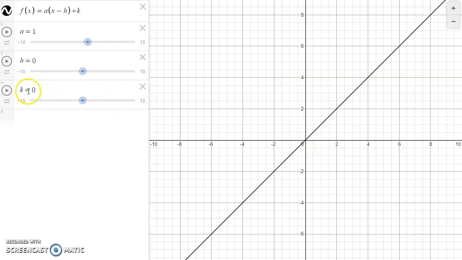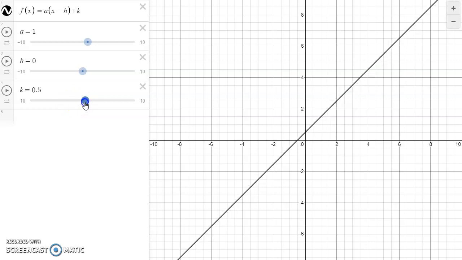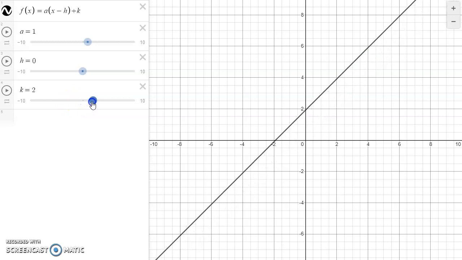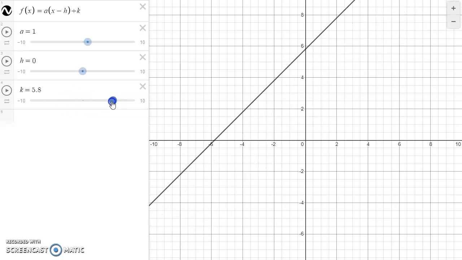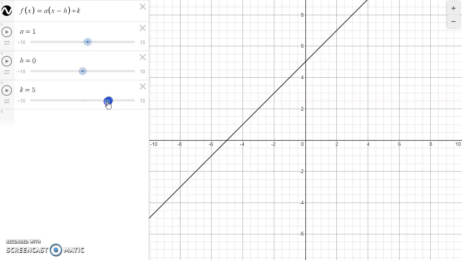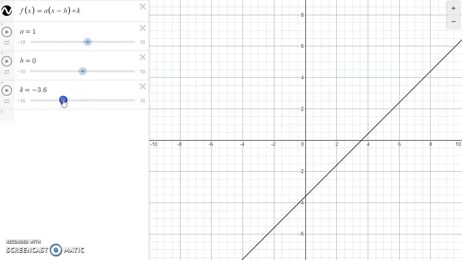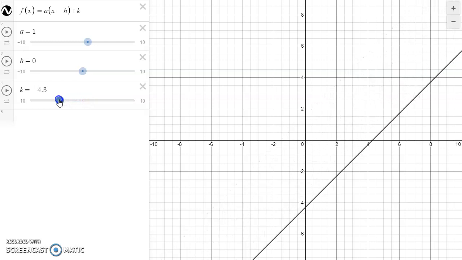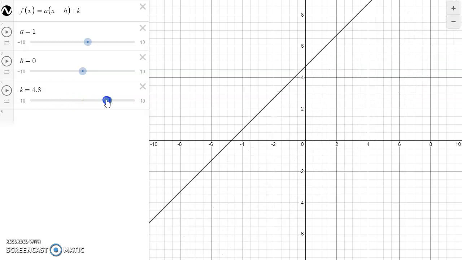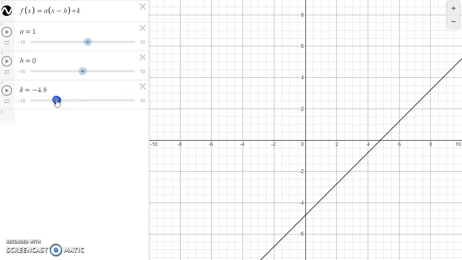So I want you to look at the slider under the k. If I go over 0, your line is going up. As I lower down my number, your line goes down. So that is the vertical shift. The line is going up or down vertically. So this is your attention right here, the y-axis.